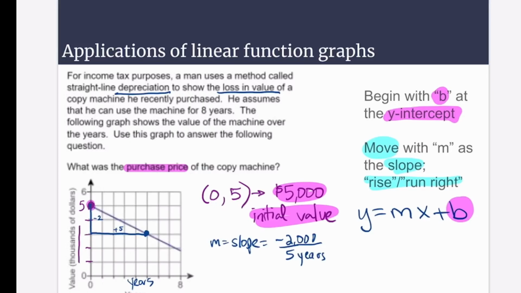If you divide that, you would get negative $400 per year. So this is not what the question's asking, but if it does ask, what is the loss in value per year? That's how you would do it. You use the slope. So this can be used pretty much for any linear function graph, and that's how you would analyze it. Find the y-intercept, identify the slope. That's how you would interpret those graphs.